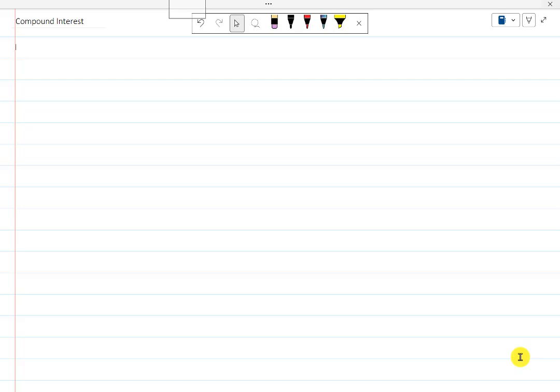This section deals with interest as applied to a savings account. Let me show you two formulas that we're going to do here. One is called compound interest and the other is called simple interest. We'll start with simple interest.